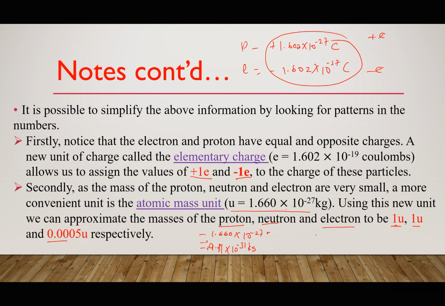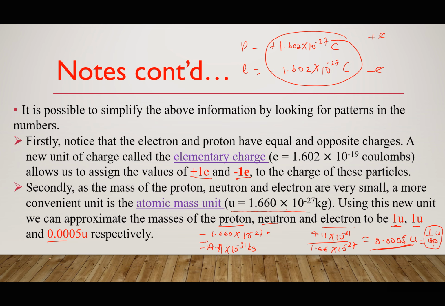So when you divide, this by that gives us 1 for the proton and 1 for the neutron. Then for the electron, it would be 9.11 times 10 to the power of minus 31 divided by 1.66 times 10 to the power of minus 27, which gives us 0.0005 in unified atomic mass units. So the mass of the electron can be approximated to be 0.0005 U. And by the way, this is the same as 1 over 1840 U. You might have mentioned this in chemistry as the mass of an electron.